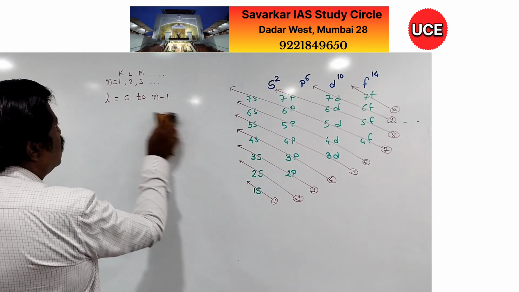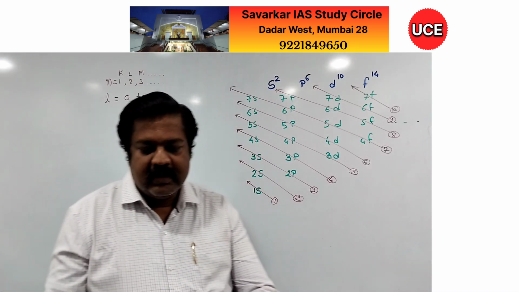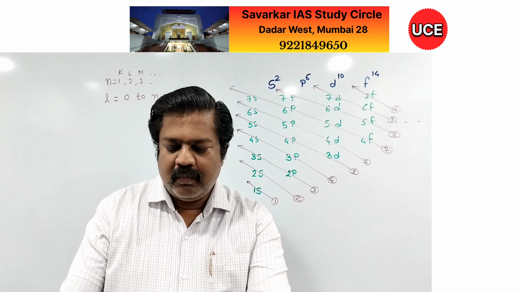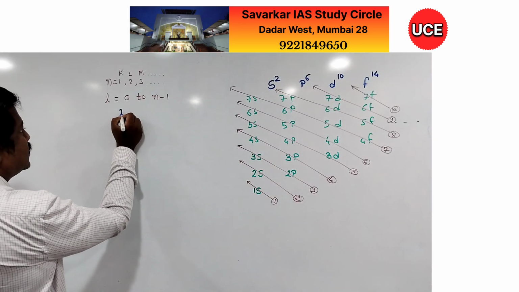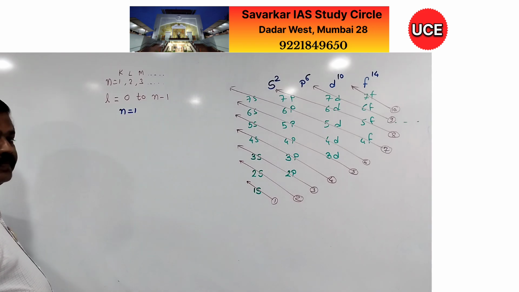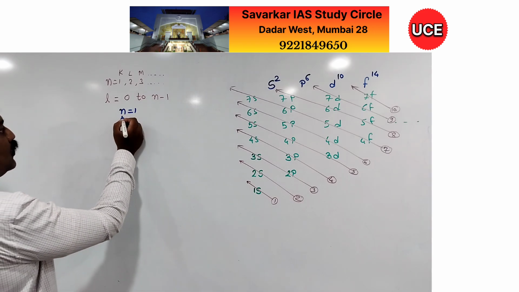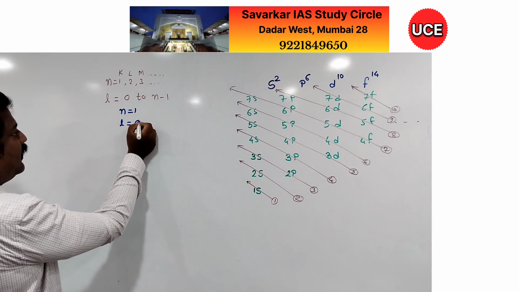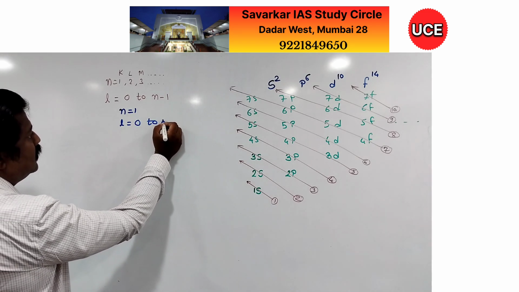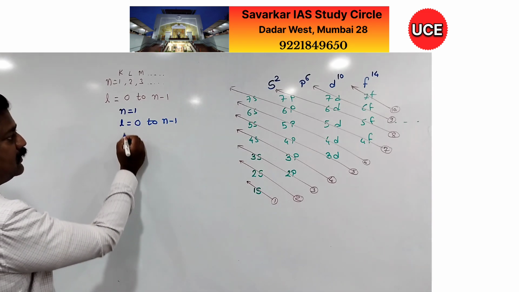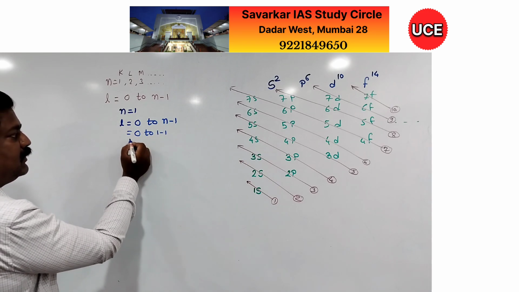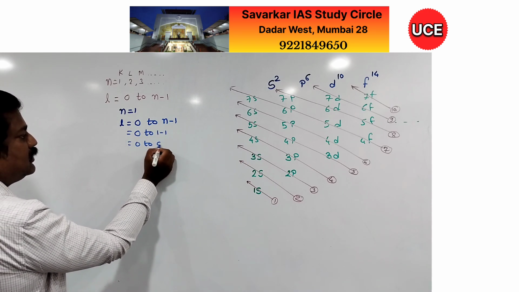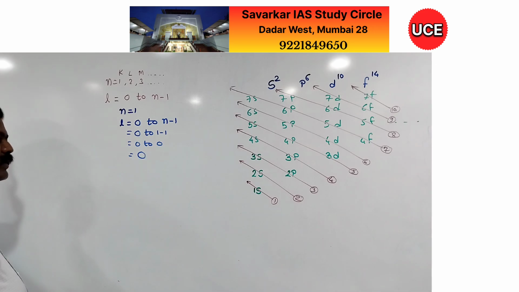Now let us go step by step, straight away. Just I have shown what l is, but now we are going to discuss in somewhat more detail. So let us consider n equal to 1. If n is equal to 1, then l will have values from 0 to n minus 1, that is from 0 to 1 minus 1, that means from 0 to 0, that means only 0.